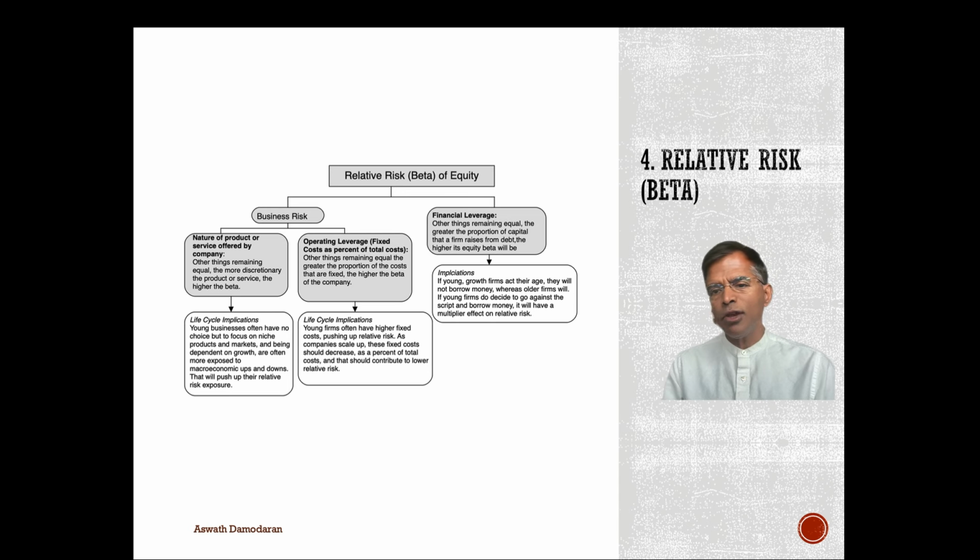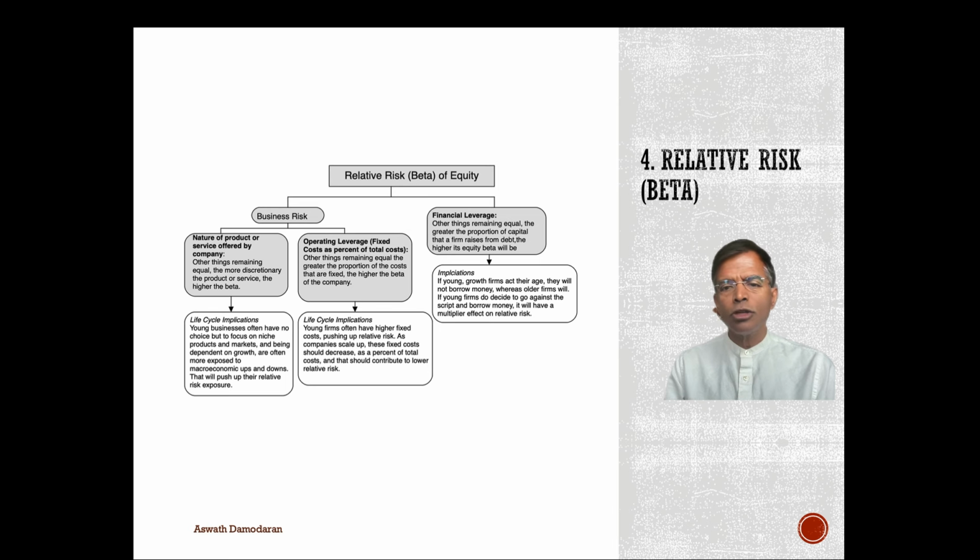What kind of business have you entered? If you're in a business of providing discretionary products and services, discretionary in the sense your customers can live without the product or service, you're a riskier company than one that provides non-discretionary products or services. A grocery store should have a lower beta than a department store, and a department store should have a lower beta than luxury retailers. The first thing I'm going to look at is what kind of business you are in.